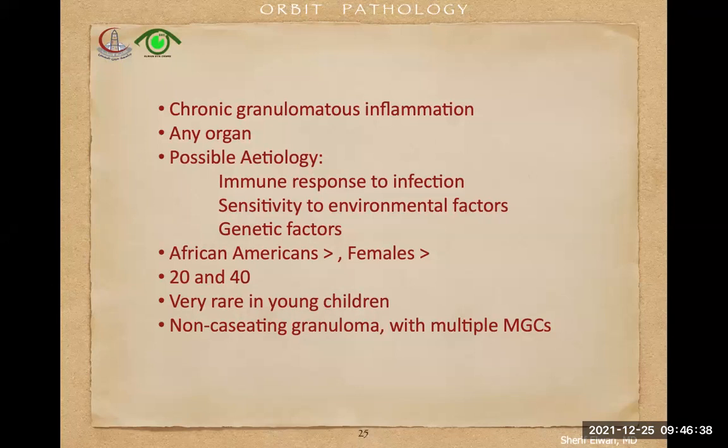The usual age of incidence is 20 to 40. It's very, very rare in young children. Throughout my life, I've seen it once in a child, and we were very reluctant to complete the diagnosis till we had the biopsy result. It is a non-caseating granuloma with multiple multinucleated giant cells. Why do we say non-caseating?